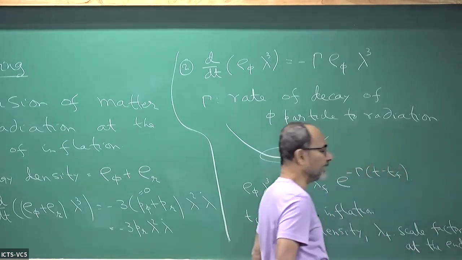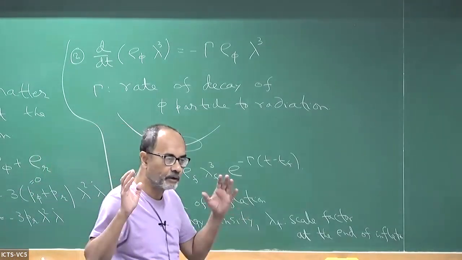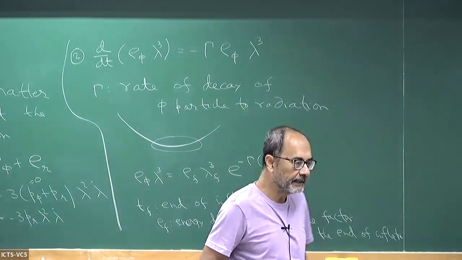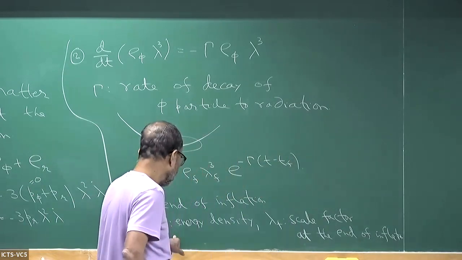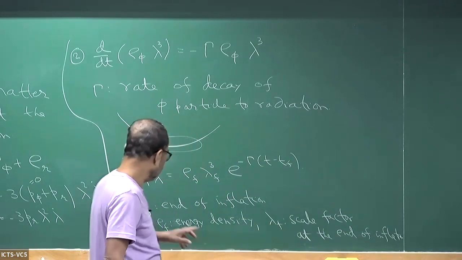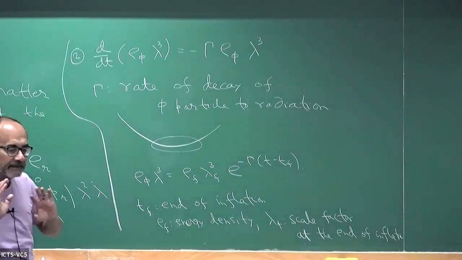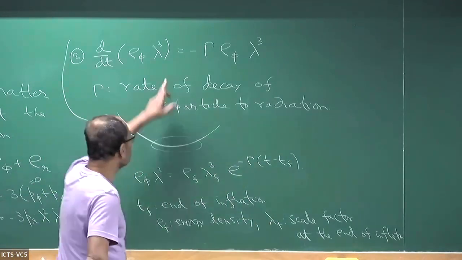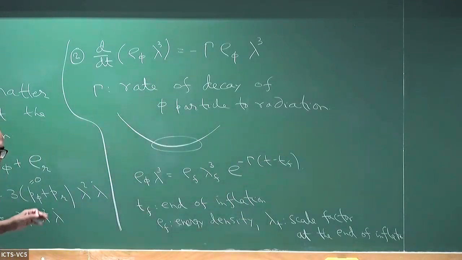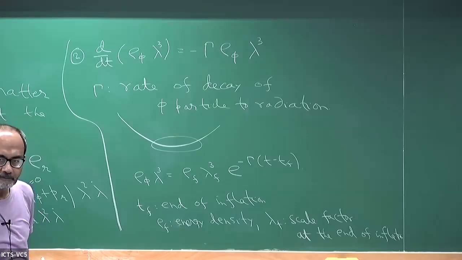Okay. So the picture is that at the end of inflation, all the energy density has gotten converted to matter energy density. We are calling that rho f is the matter energy density. Lambda f is the scale factor at that time. Tf is the time at which that happens. And after that we evolve it using these two equations to see how the energy density is getting transferred from matter to radiation. Is this clear?